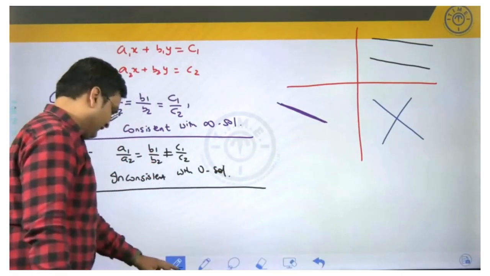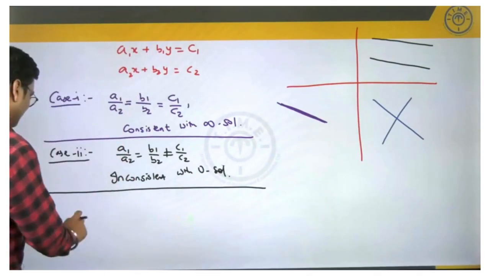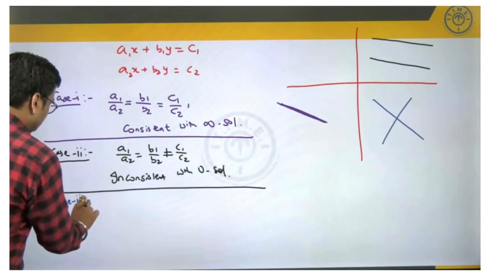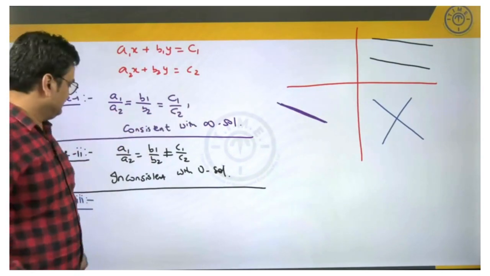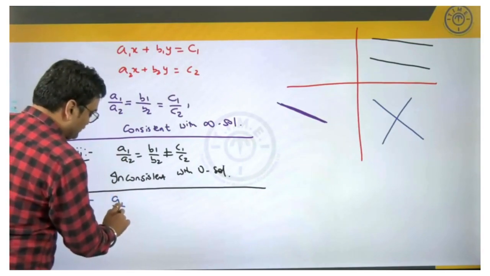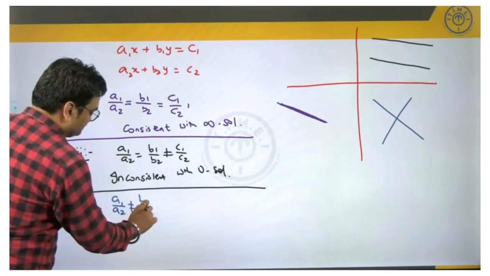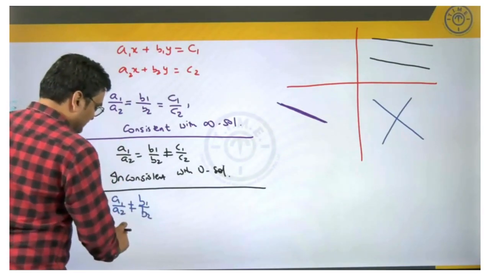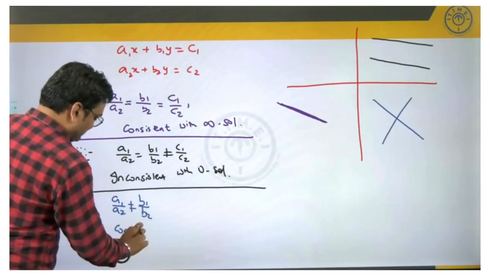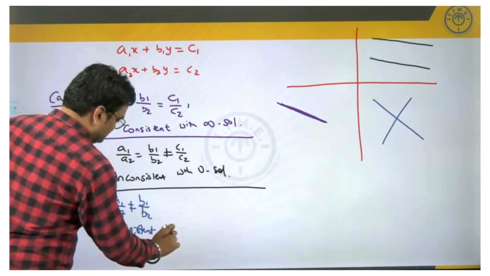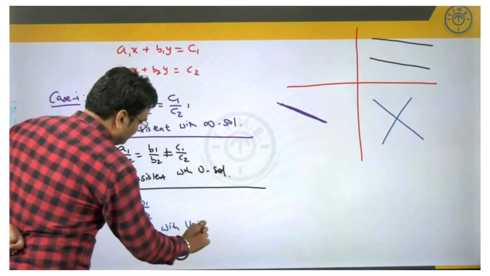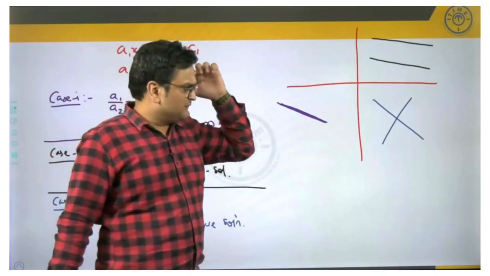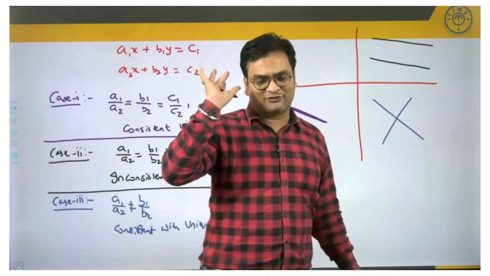And the third case that we shall have, case 3, corresponds to the intersecting lines case, which is in the fourth quadrant. That will happen when the ratio of x coefficients is not equal to the ratio of y coefficients, a1 by a2 is not equal to b1 by b2. In this case, we say the system of equations is consistent with a unique solution. Unique means single, because as you can see in the graph as well, there is only one point of intersection, thus one solution.